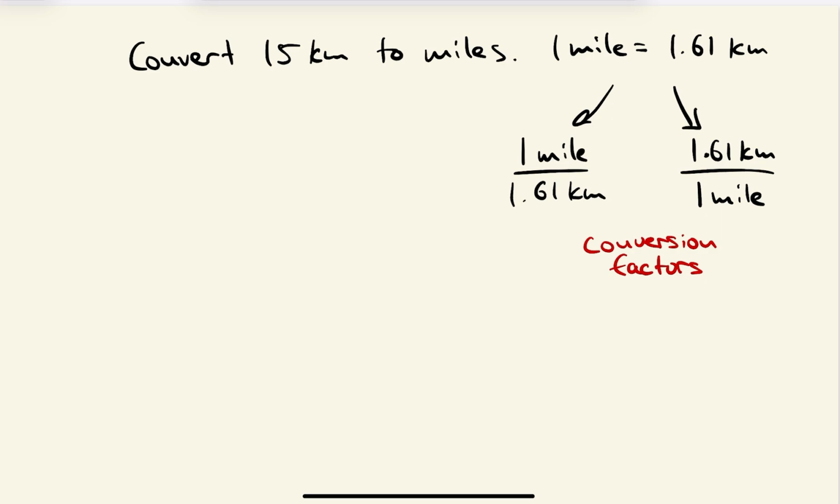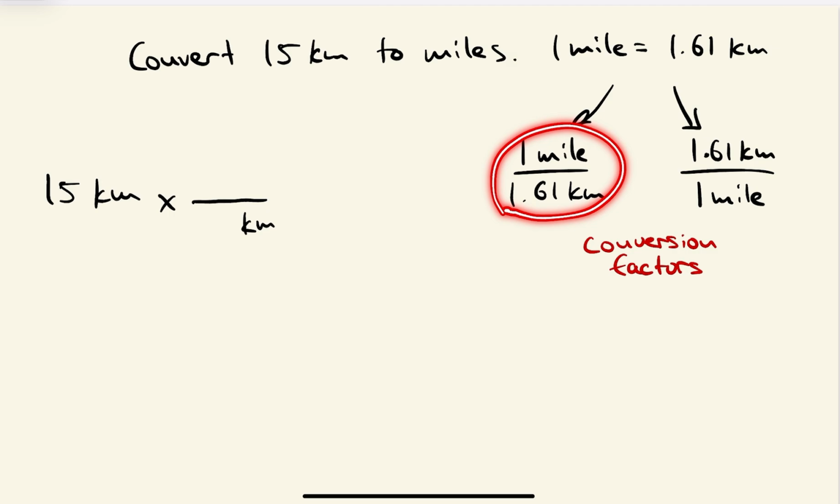Then what we will do is take our value of 15 kilometers and multiply it by one of our conversion factors. To figure out which conversion factor to use, we simply look at the unit of km, kilometers, and we want to put that on the denominator of our next fraction. So we're going to put km down here, and since the conversion factor with km on the denominator is this one, this is the conversion factor that we are going to use. So we are going to fill out the rest of the conversion factor like so.